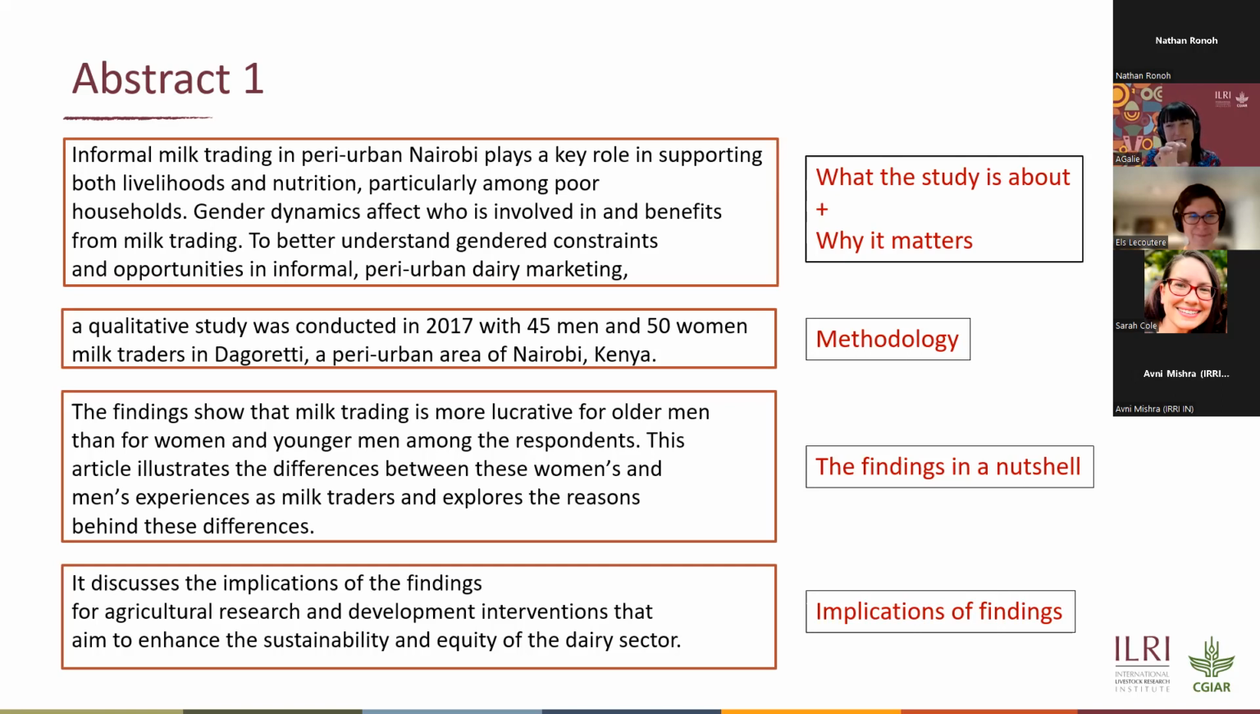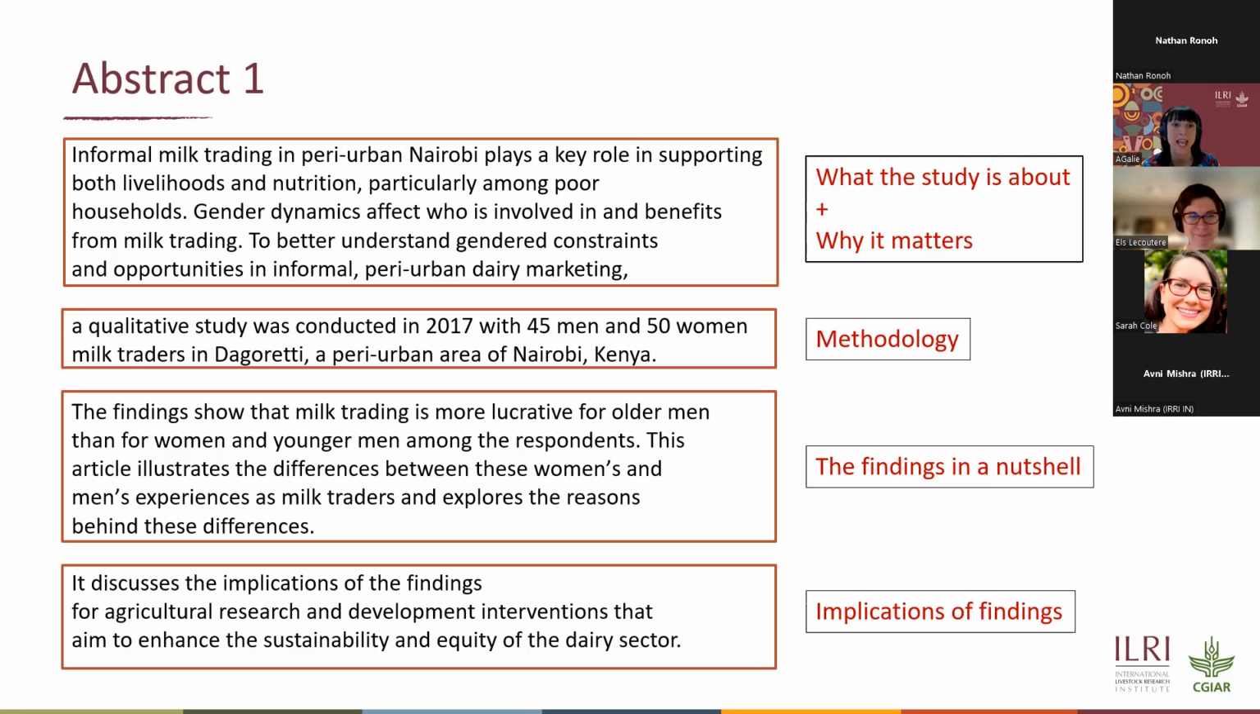So this first part really tells you what the study is about, and also why it matters. Why should the reader care about the issue? Because informal milk trading plays a key role in supporting livelihoods and nutrition. So you can start by really showing why the reader should care about this topic. And then, what is the study about? The study is about the gender dynamics that affect who is involved in and benefits from milk trading.